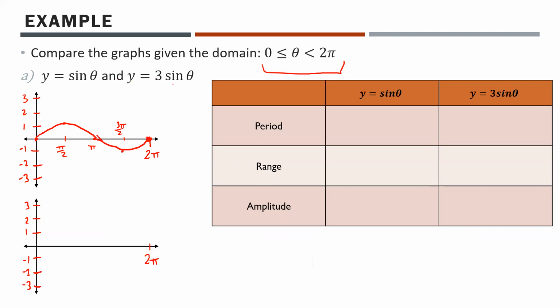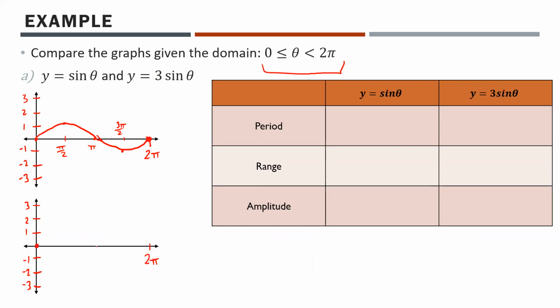Now, as for y equals 3 sine theta, remember what this is doing is it's changing our amplitude. Instead of having an amplitude of 1, we're actually going to have an amplitude of 3 instead. Now, the other thing I want you to note is your x-intercepts are not going to change. So right off the bat, I'm going to say, you know what?